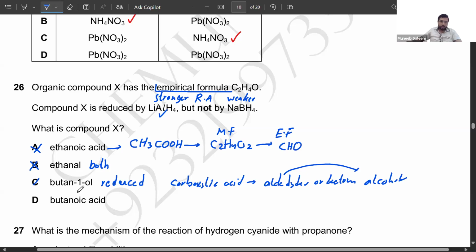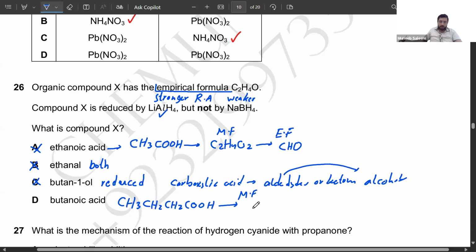So that's why C is not the option. Now butanoic acid. Butanoic acid is basically CH3, CH2, CH2, and COOH. Now that's its structural formula. We now deduce its molecular formula.